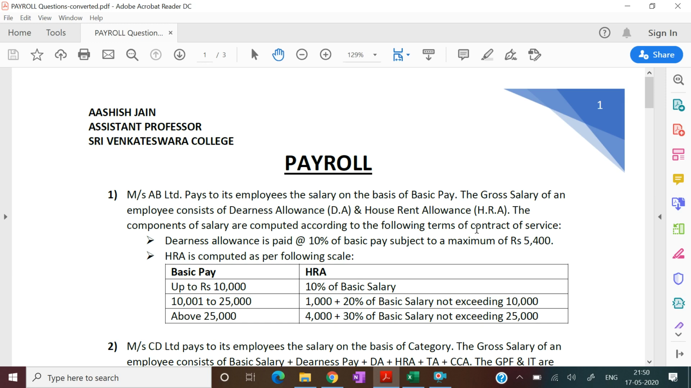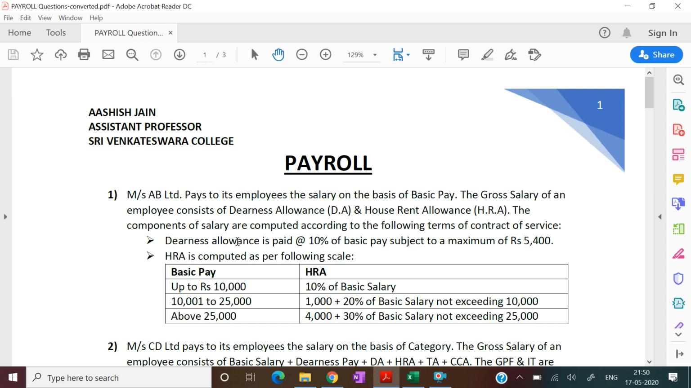Payroll generally works only in Excel. So we will discuss payroll and do different types of illustrations one by one. Today we will talk about the first illustration, question number 1. Messrs AB Limited pays its employees salary on the basis of basic pay. The gross salary of an employee consists of DA and HRA, that is house rent allowance. The components of salary are computed according to the following terms of contract of services.